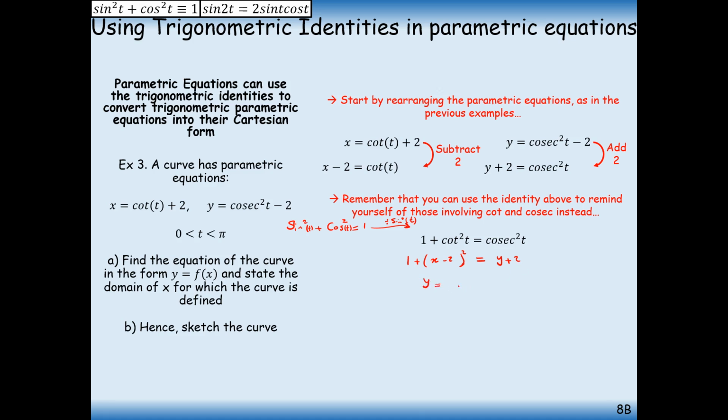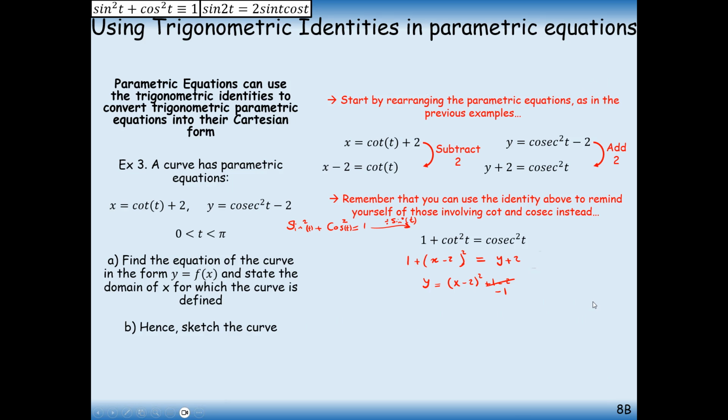I'm going to flip the equation from right to left so it'll be easier to read. x minus 2 inside the bracket here, plus 1 minus 2 will give us a minus 1 here. So y is (x minus 2) squared minus 1.